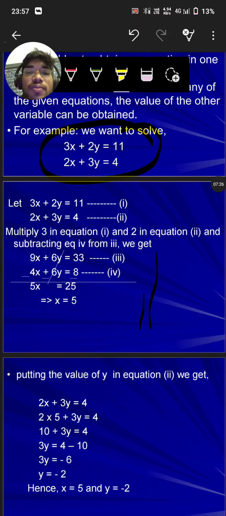It is very useful in the field of engineering mostly, and physics also. So it has that much priority to learn linear equations in two variables because it is very useful.